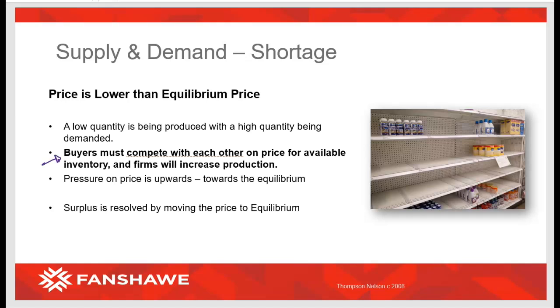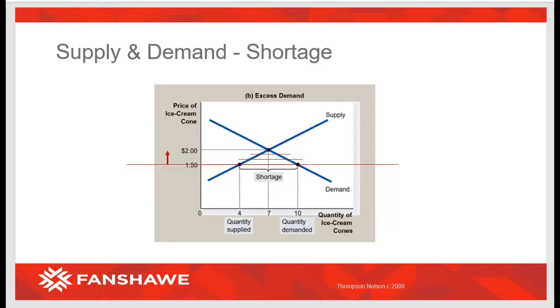Buyers are competing for what's available, and if this price is too low, so here we'll set the equilibrium at $2, and we'll set the actual price at $1.50. That's what they're selling for. Well, the quantity being supplied will be 4,000 units, and the quantity being demanded will be 10,000 units. Well, that's a problem. We're short 6,000 units, right? This is what the market wants, and this is what the market is getting, right?